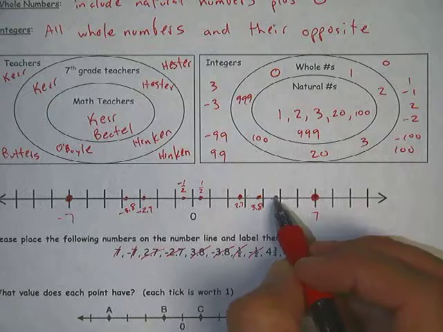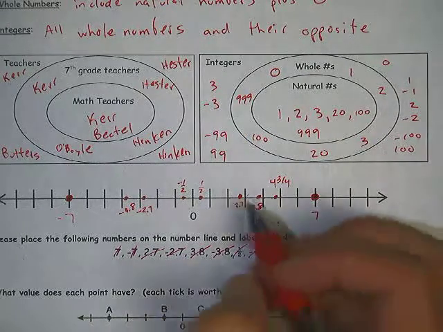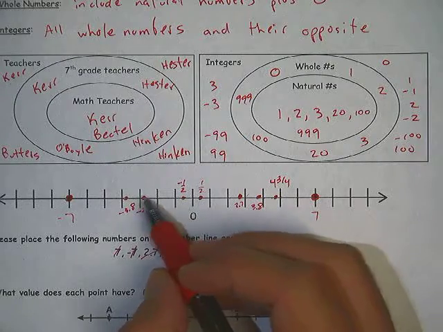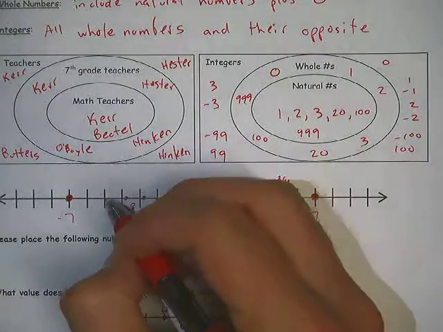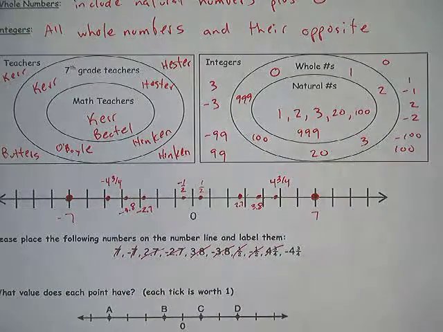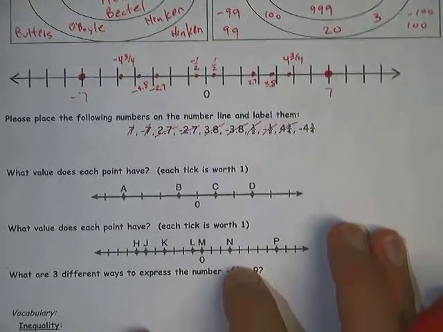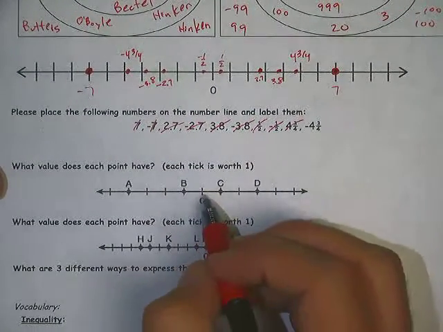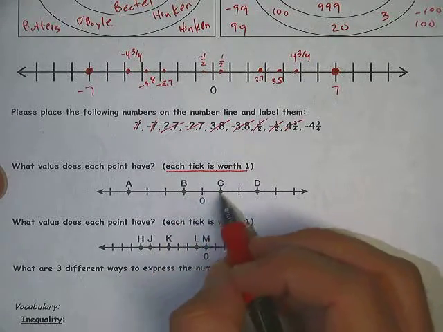Last one. 4 and 3/4, just talking fractions now. Here's 1, here's 2, 3, 4. 4.5 would be here, so 4 and 3/4 is a little more. And negative 4 and 3/4. 1, 2, 3, 4. Negative 4.5. Negative 4 and 3/4 a little bit further.